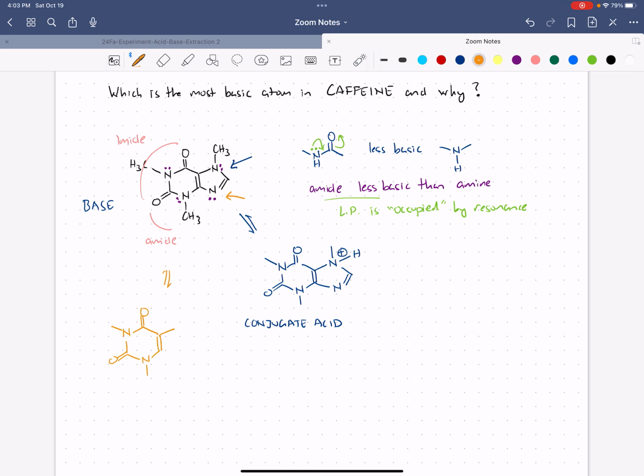Okay, the top nitrogen here stays the same. It's the bottom nitrogen that gets protonated. Okay. This again, the second conjugate acid.